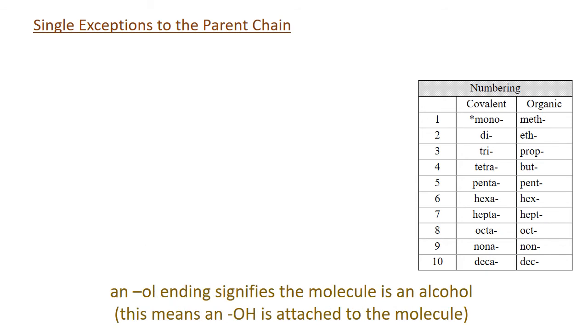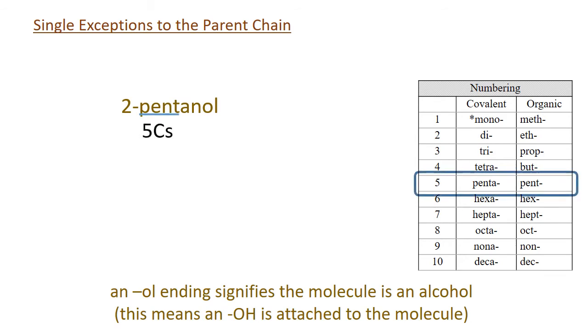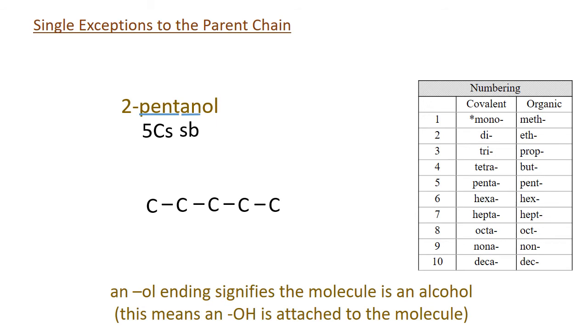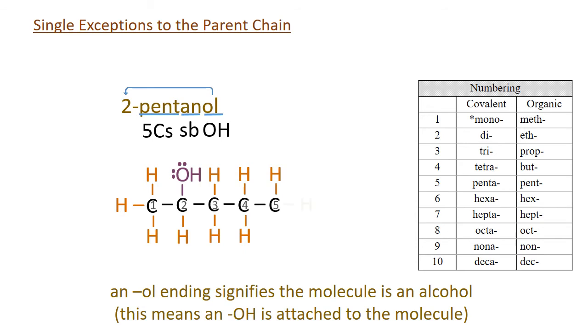An ol ending signifies the molecule is an alcohol. This means an OH is attached to the molecule. So if I have 2-pentanol, pent again means 5, so I draw 5 carbons. 1, 2, 3, 4, 5. An means single bond, and ol means we have an OH, and it's going to be located on this second carbon. So I number my carbons, and on the second carbon, I place an OH. Now I go around and make sure that all my carbons are making 4 bonds by adding hydrogen. And that's 2-pentanol.